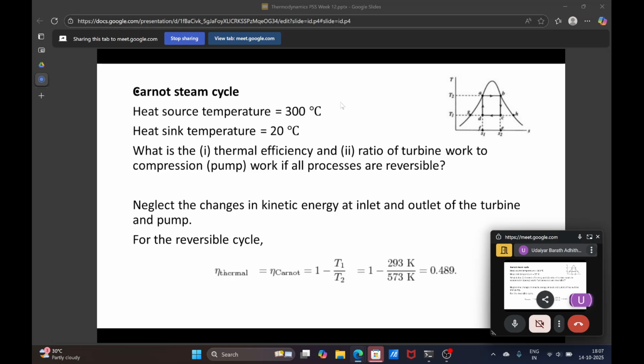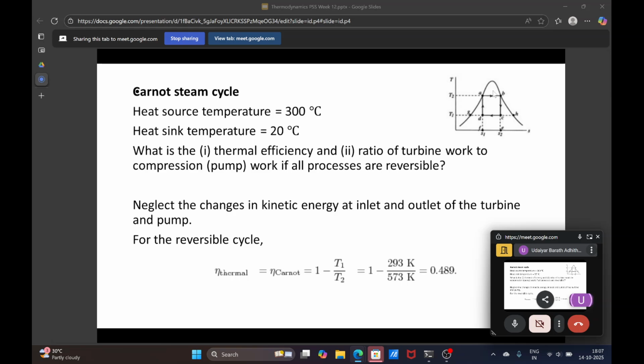When you are looking at the Carnot cycle, you have two compression and two expansion processes. D to A and A to B are compression processes, and B to C and C to D are expansion processes. At A, B and C, D, you have both heat transfer as well as work transfer. Here we assume the cycle is operating between a source temperature of 300 degrees Celsius and a sink temperature of 20 degrees Celsius.